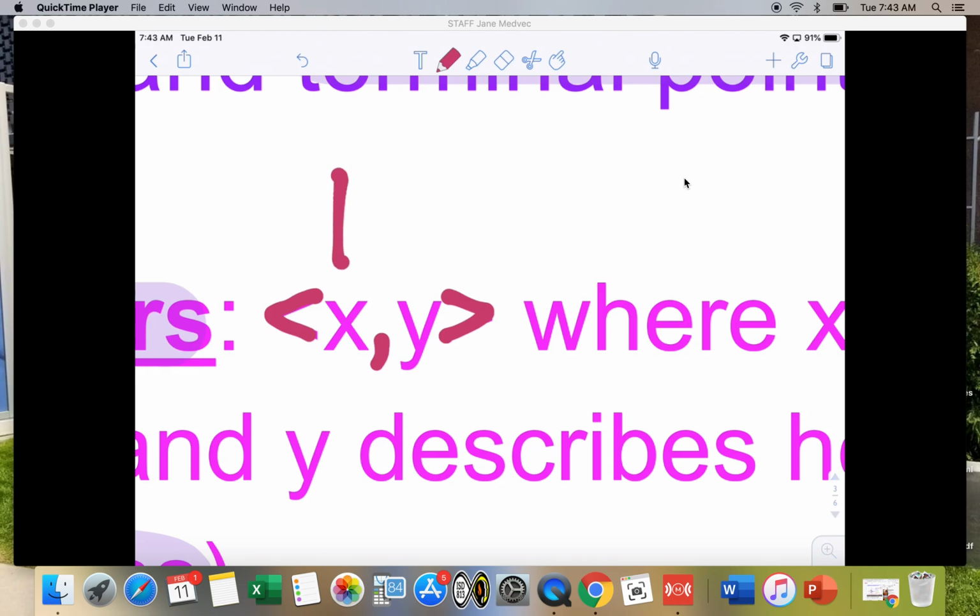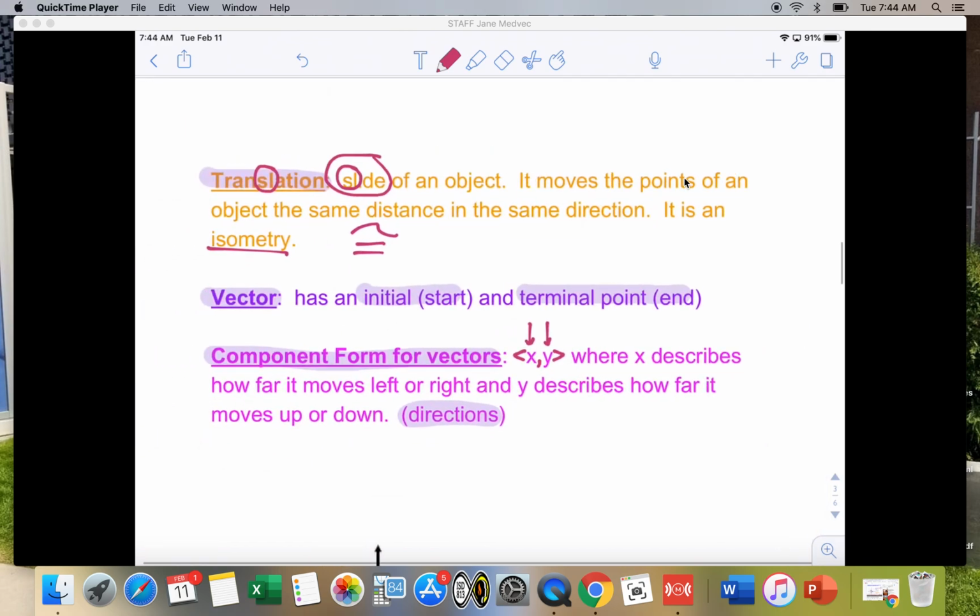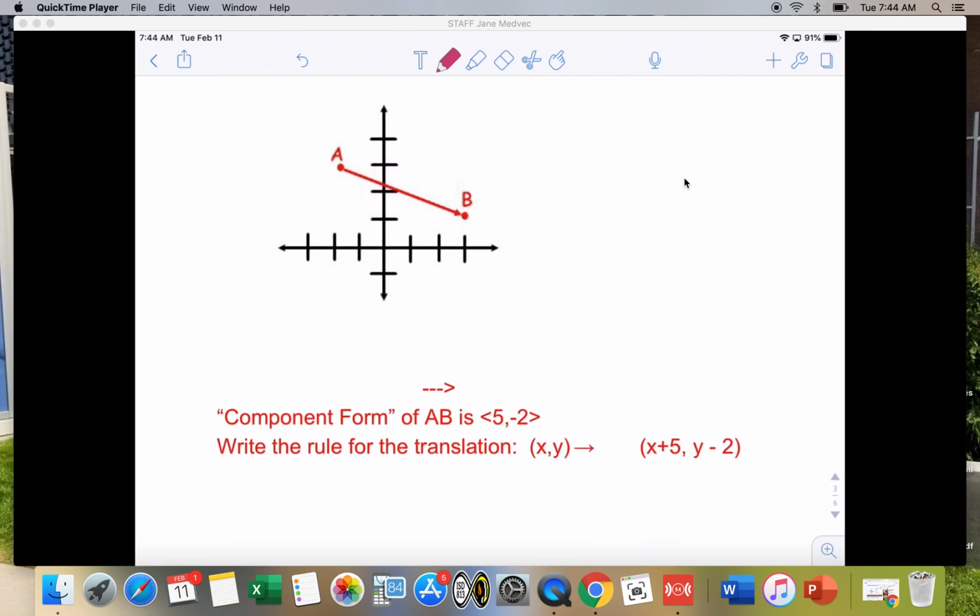The x value tells which way to move it left or right. If it's positive, you move it to the right. If it's negative, you move it to the left. And then the y value tells you to move it up or down. So if it's positive, you move up. If it's negative, you move down. And when you see it, you're going to be like, well, that makes sense. Let's keep going and look at this example.